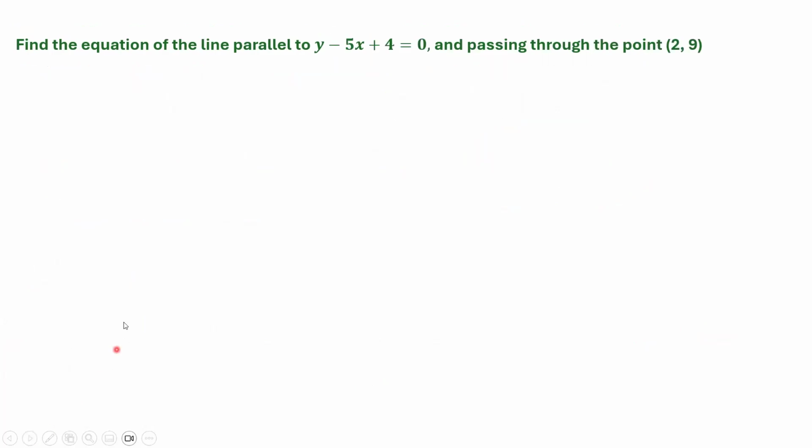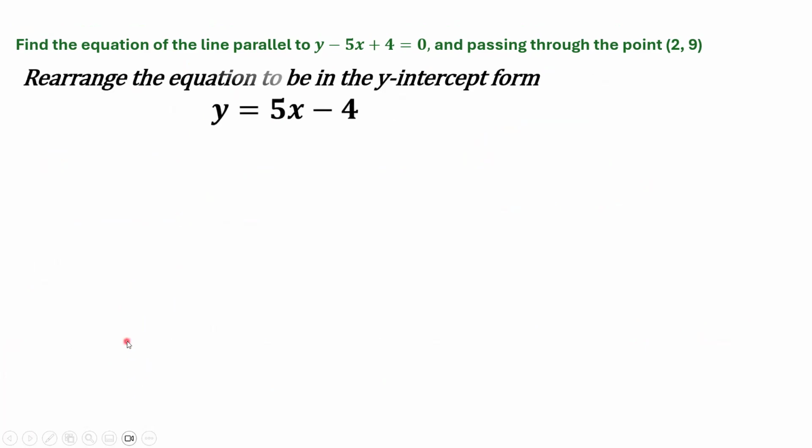Another example, it is the same, but the only difference is that the equation is not written in the y-intercept form, so it's better to rearrange it into the y-intercept form by moving the negative 5x to the right-hand side and the positive 4 to the right-hand side. Your equation will be y equals 5x minus 4, and that's the parallel line, it's not my line. Take care, I just need to take only the gradient from this equation and then replace it in my line.